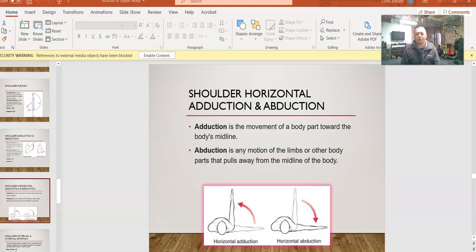Let's go over shoulder horizontal adduction and abduction again. Looking at my arm, it's stretched out to the side. When I bring my arm towards the midline of my body, that's horizontal shoulder adduction. When I bring it back out, that's horizontal abduction.